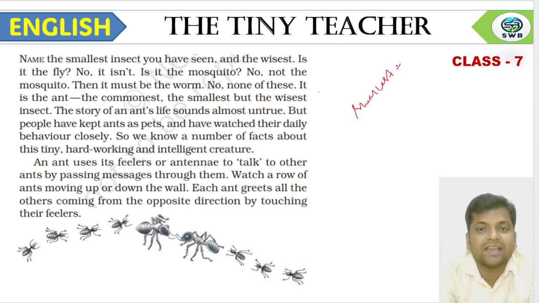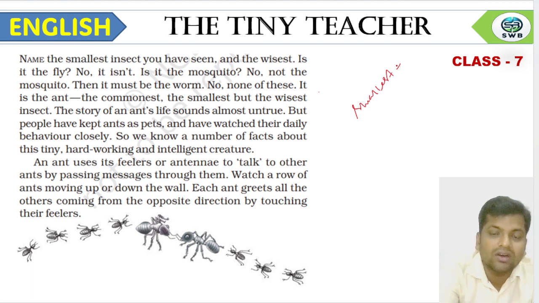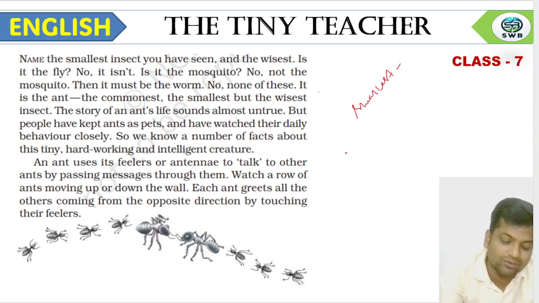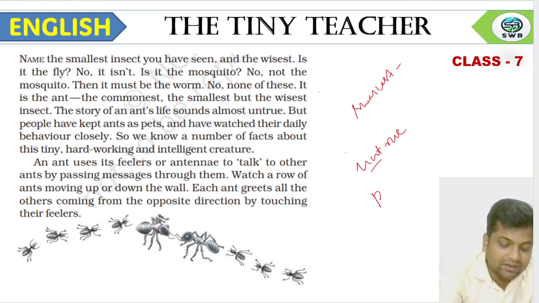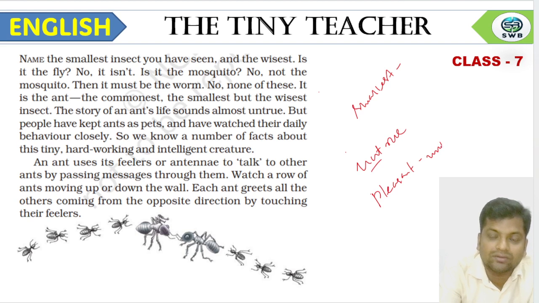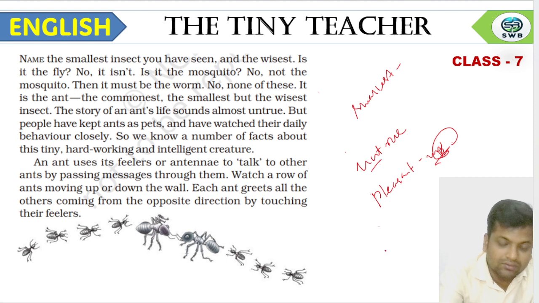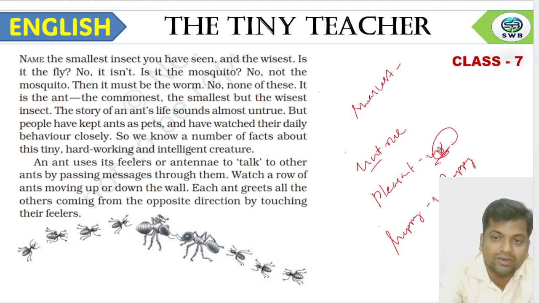Today, the story of an ant's life sounds almost untrue. True, the opposite of true is untrue. So this un is called the prefix. Like that, suppose you tell me pleasant, the opposite is unpleasant. This un is the prefix. Suppose you tell me happy, the opposite is unhappy. So this un in the very first two letters is called a prefix.